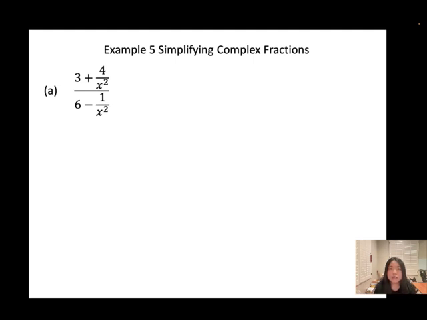Okay, simplifying complex fractions. Complex fractions means like on the numerator, I do have the rational expression. On the denominator, I also have the rational expressions. First, find the LCD. We're going to look at all the denominators. The denominator of 3, that's a 1. Denominator of this guy will be x squared. Denominator of 6 will be 1. Denominator of this guy will be x squared. So you know the LCD will be x squared.